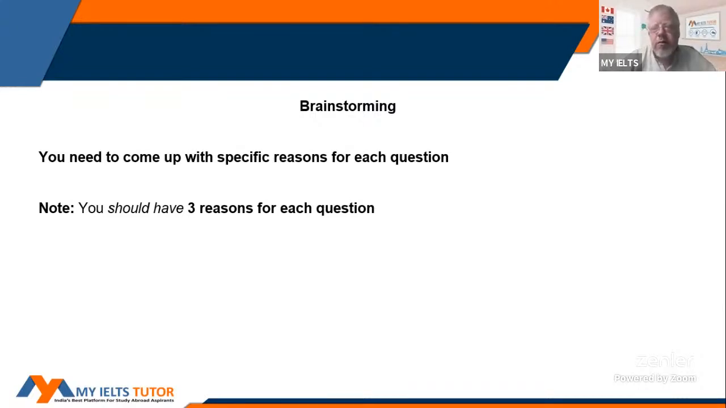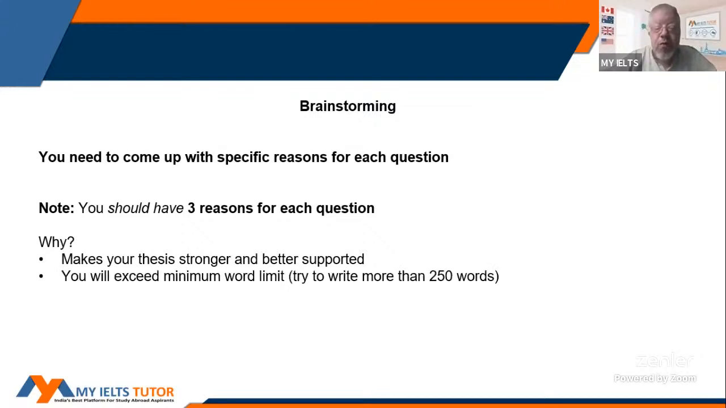And one reason why I recommend 3 is it's going to get you above 250 words. And that's what you want to do. You want to go beyond 250 words. Remember, 250 words is the minimum that you want to write. You want to write more. Now, why? So I gave you just one reason, but one of the most important reasons is it will make your thesis stronger and better supported, okay, if you have 3 reasons, okay? And then, of course, what I just said about exceeding the minimum word limit, okay?